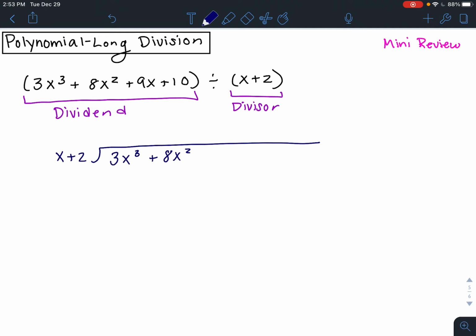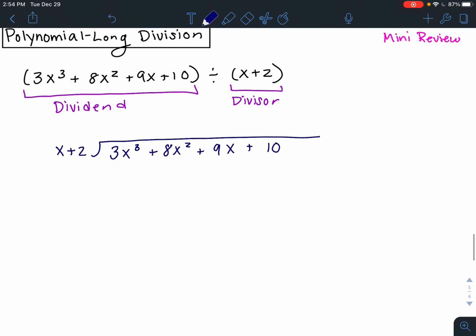When I write my dividend, I want to be careful that my terms are in descending order, so my exponents go from high to low. And I want to make sure that I'm not missing any exponents. For instance, if I didn't have 8x squared there, if I went 3x cubed plus 9x plus 10, I would put a 0x squared in. So you want all of your terms to be represented.